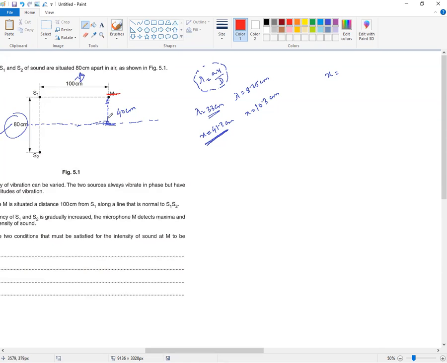Because this is 40 centimeter, it means the first maxima is here, so where will the first minima be? Somewhere in the middle, right? The first minima would be right over here. The first maxima is at 41.3 centimeter, 1.3 centimeter above this position, so the midpoint will be below the microphone. The first minima is definitely below the microphone position.